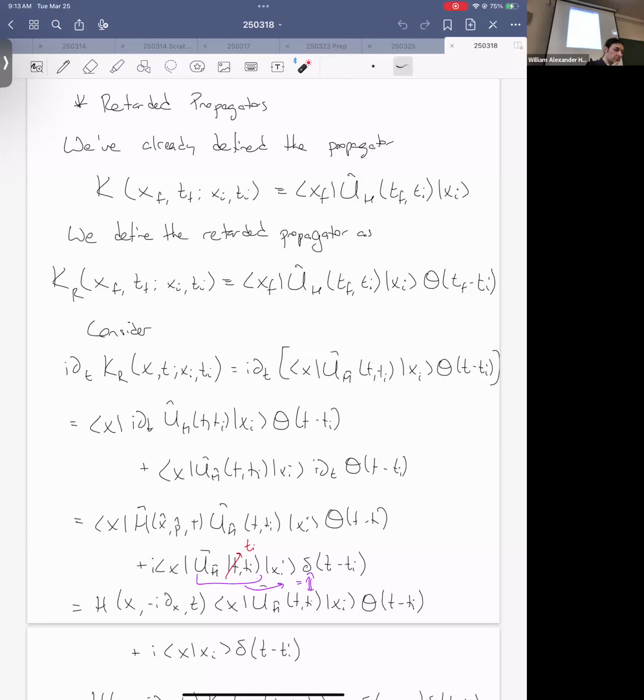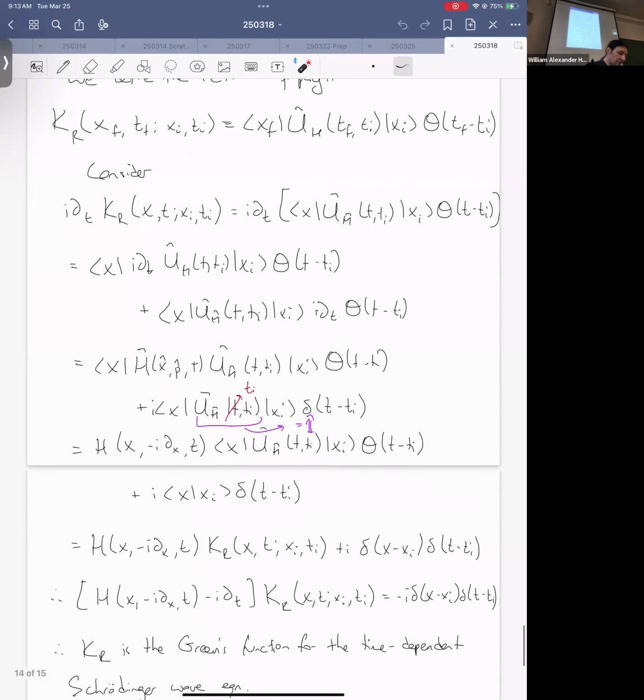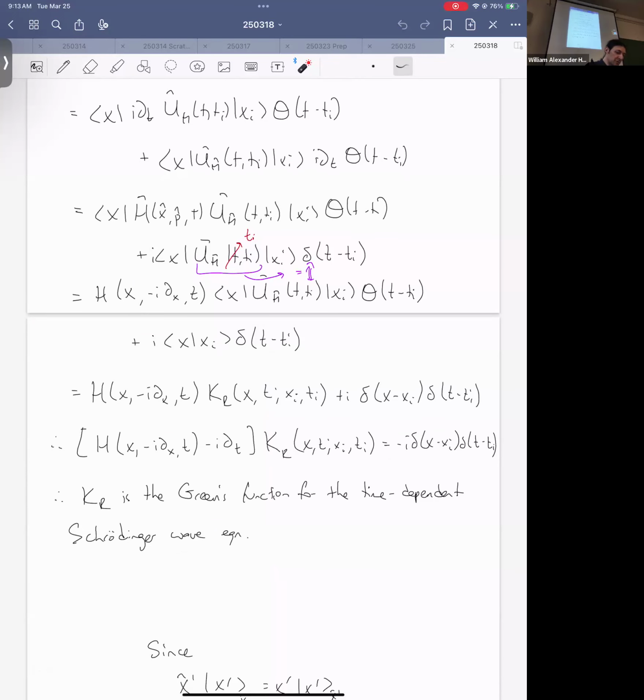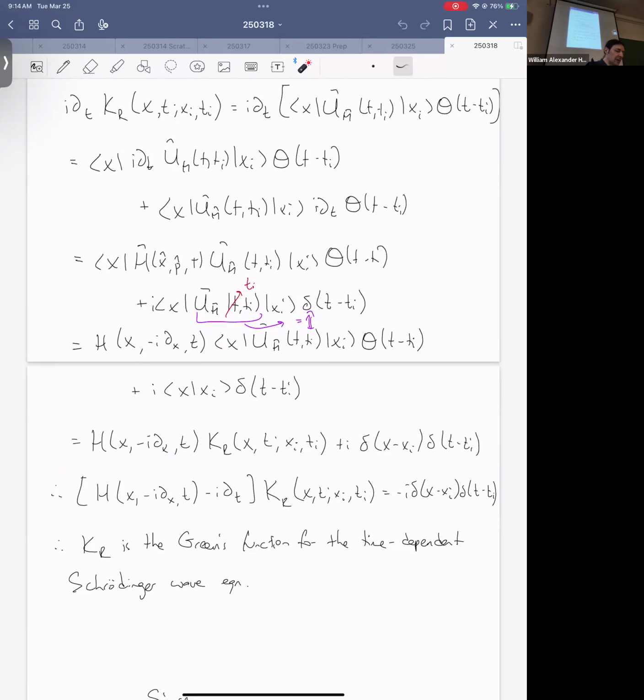Let's just very briefly review what we talked about last time, which is retarded propagators. We talked about the propagator, which is the matrix element of the time evolution operator in the position basis. For the retarded propagator, literally all we do is throw on a theta function, which forces the future time to be later than the initial time. Via some manipulations, we were able to show that this retarded propagator is precisely the Green's function for the time-dependent Schrödinger wave equation. And we like Green's functions because they allow us to solve very general problems in PDEs.